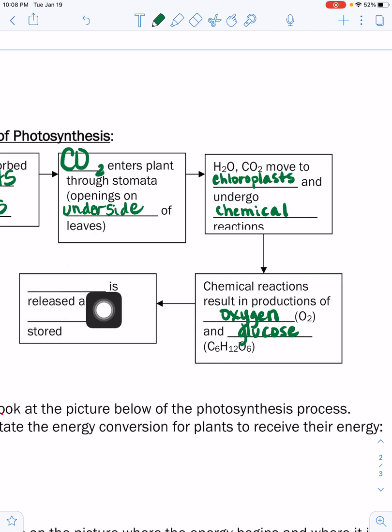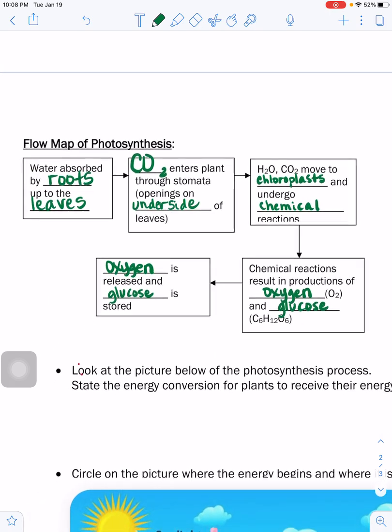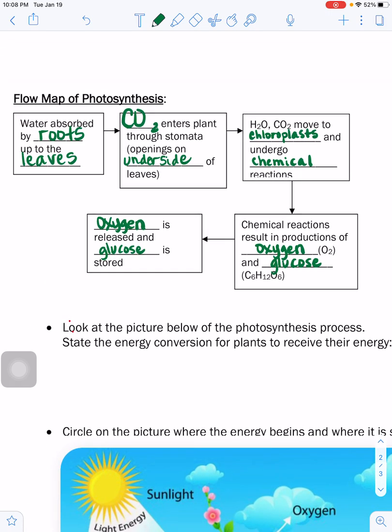Finally, the last box. Oxygen is released because that is what we need for breathing, and glucose is stored so the plant can have energy. Okay, that's our flow map of photosynthesis.